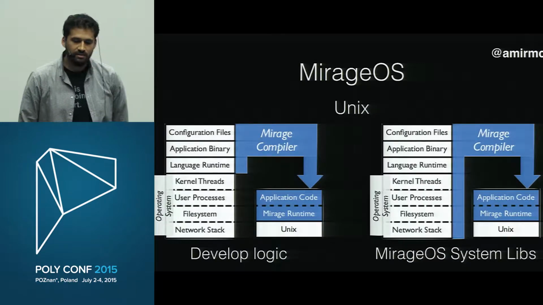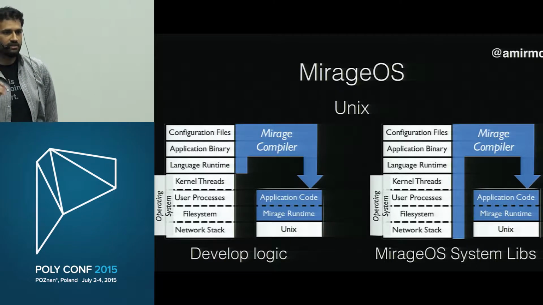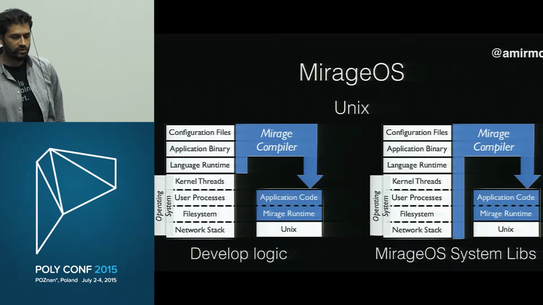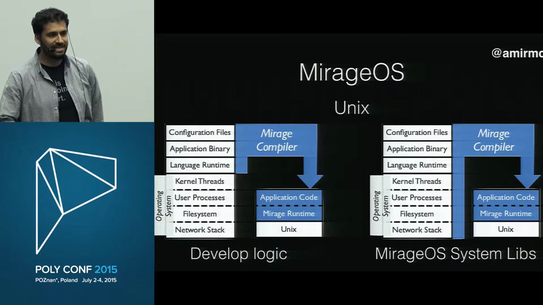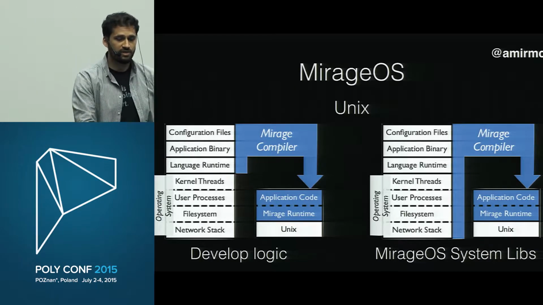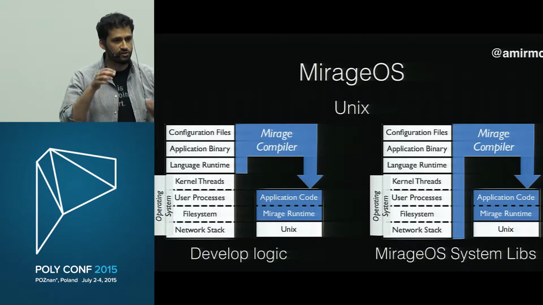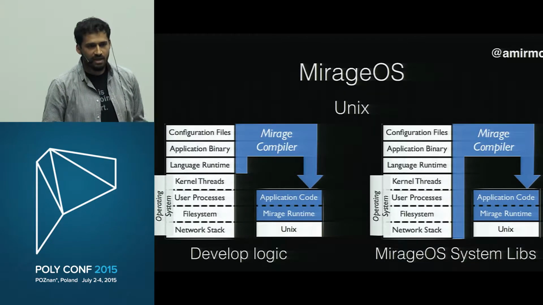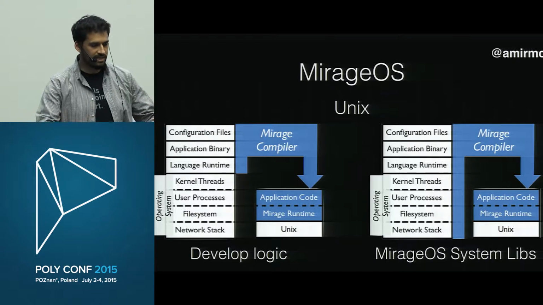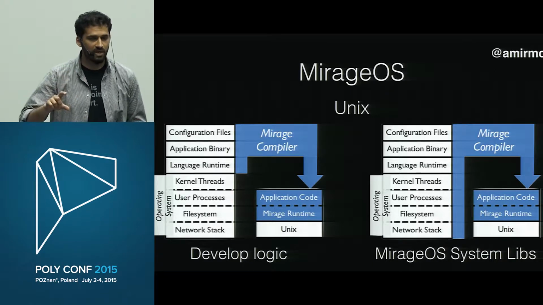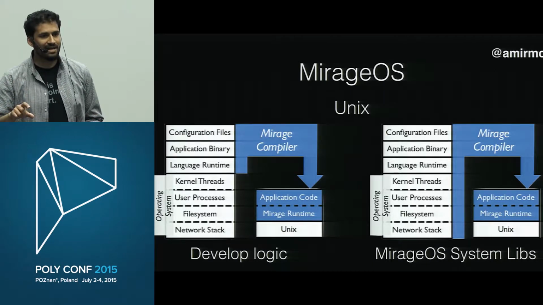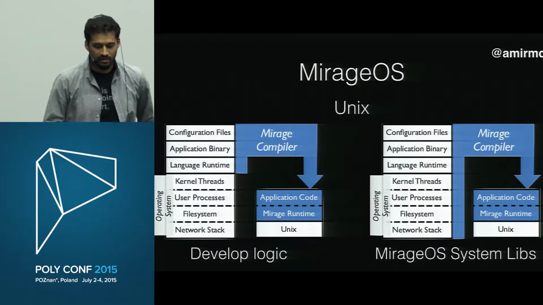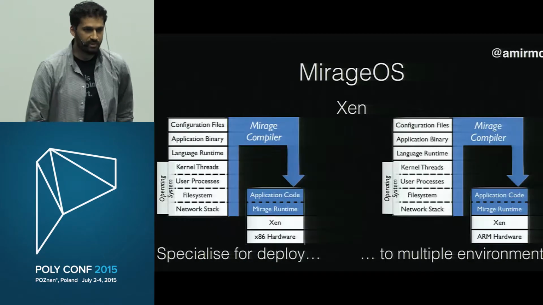What that means is you don't have to use the entirety of the tool stack. You can develop your logic using the native stuff that's available to you on your Unix-based machines. So all the networking stuff that comes with your OS, with your actual application code on top. Then you can swap out the native Unix stuff and use the Mirage OS system libraries, the ones that we've rewritten, and that allows you to test your code. And then you can think about deployment.